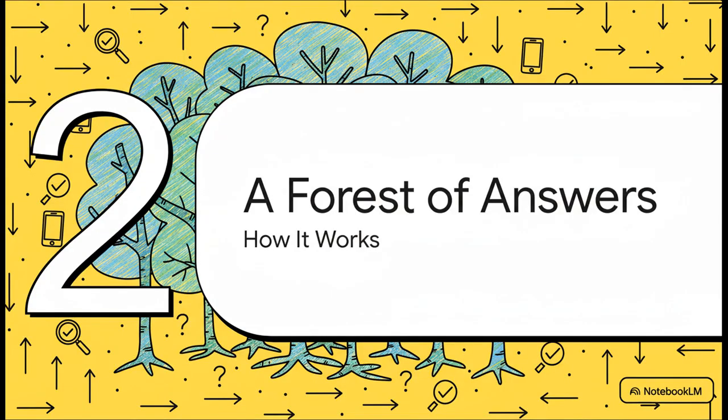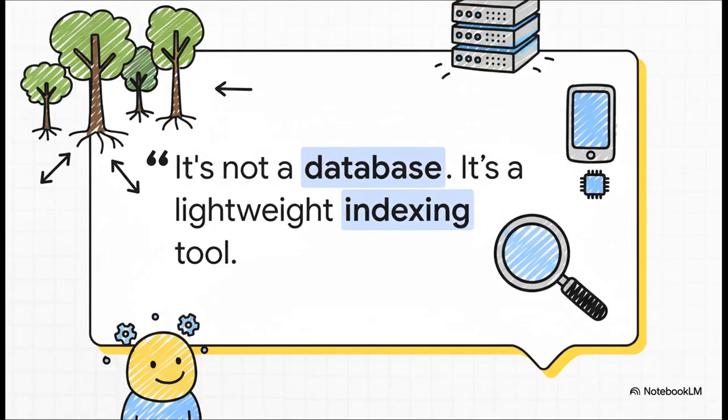So how does this clever little library actually pull this off? Well, the core idea is surprisingly elegant, and it actually borrows an analogy straight from nature. It builds what you can think of as a forest of answers. And this right here, this quote gets to the absolute heart of Annoy's philosophy. It is not trying to be a full-blown database, like a Postgres or a MySQL. It does one thing, and it does that one thing really well. It creates a searchable index from your data. It's a specialist, not a generalist.